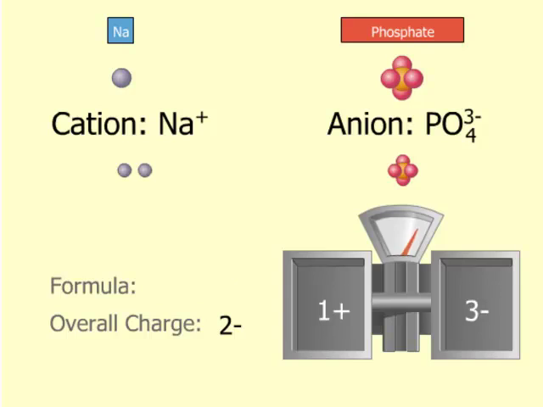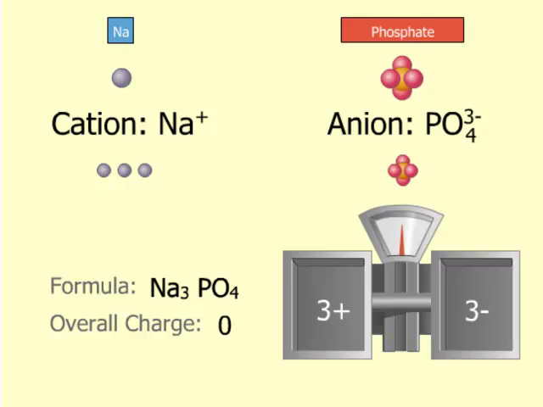As I add another sodium, I go to Na2PO4. Well, now I've got a +2 and a -3. That's giving me a -1. I'm still not at 0. So I need to add a third sodium. Now I've got a +3 charge from my sodiums because I've got 3 of them, and I've got a -3 from my phosphate, so a +3 plus a -3 gives me an overall charge of 0.